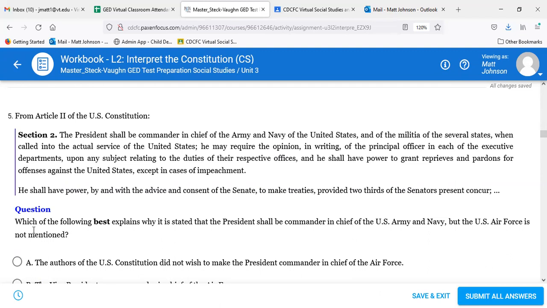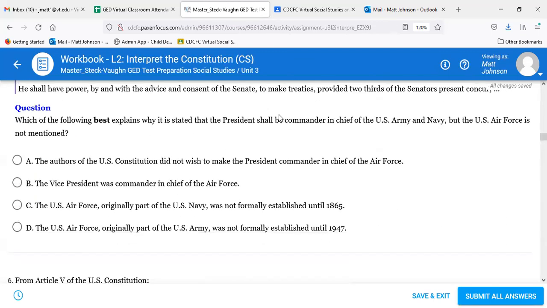Okay, which of the following best explains why it is stated that the president shall be commander-in-chief of the U.S. Army and Navy, but the U.S. Air Force is not mentioned? A, the author of the U.S. Constitution did not wish to make the president commander-in-chief of the Air Force. B, the vice president was commander-in-chief of the Air Force.